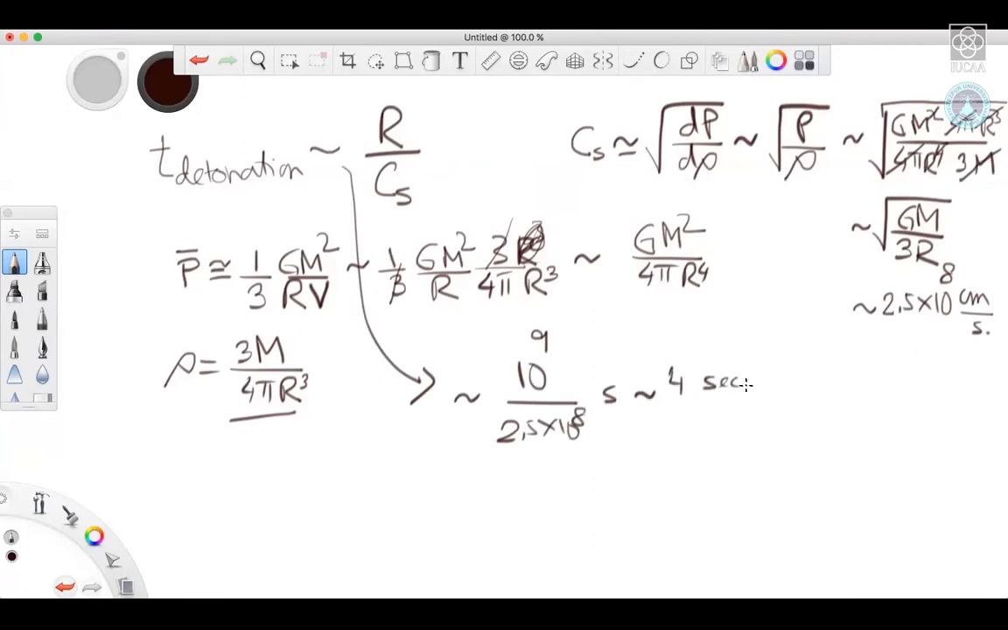See, so it's going to be very fast. Within a few seconds, the whole star is going to be engulfed by this detonation, right? Interestingly, by the way, if you look at this sound speed and look at this detonation time.